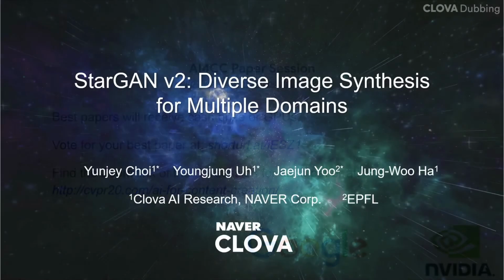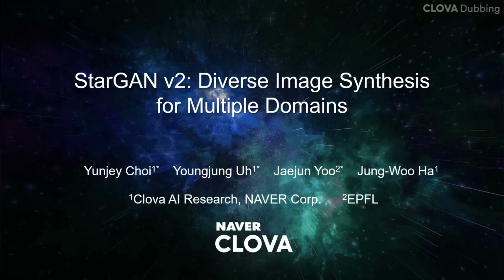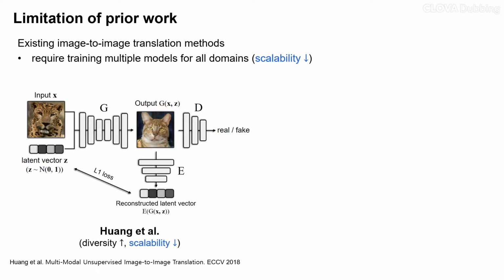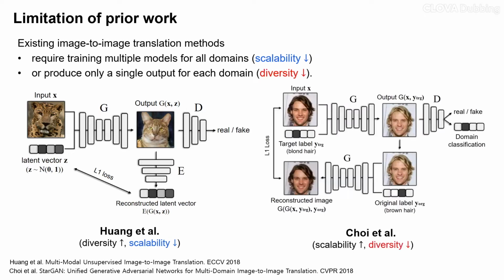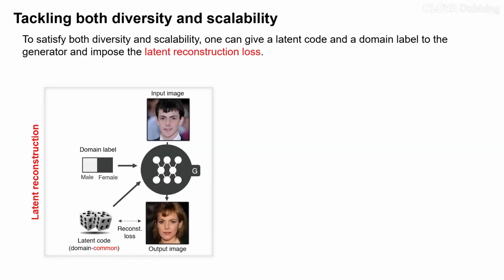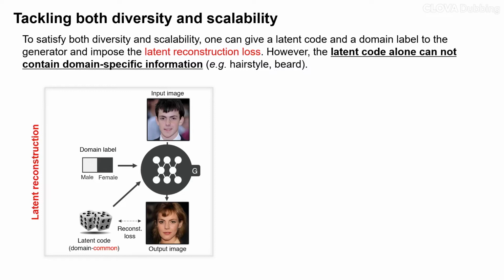We present StarGAN V2, diverse image synthesis for multiple domains. Existing image-to-image translation methods require training multiple models, or produce only a single output for each domain. To satisfy both diversity and scalability, one can give a latent code and a domain label to the generator and impose the latent reconstruction loss. However, in this setting, the latent code alone cannot contain domain-specific information.